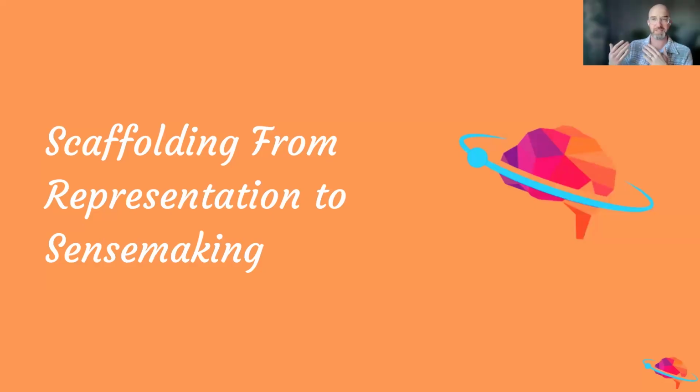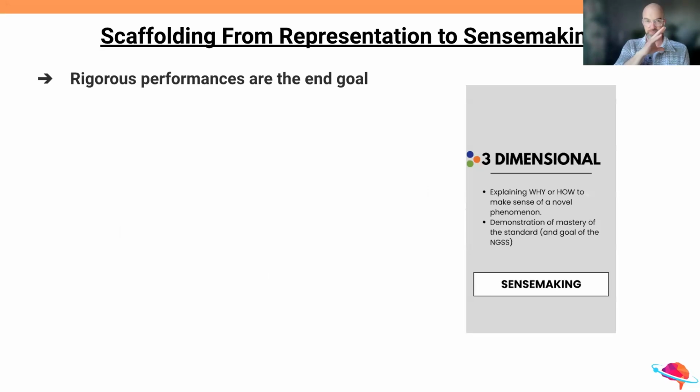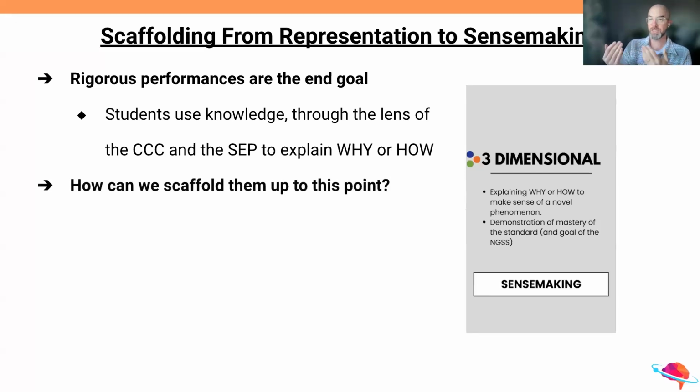So now that we've laid the stage for this really big thing that we want students to do, how do we scaffold them up? How can we give them access to those rigorous performances through a series of small steps? And so to put a bow on that, final performance. The end goal is sense making. And that's where, again, students use their knowledge through the lens of the cross-cutting concept and the SEP to explain why or how. But how do we get them up to this point?